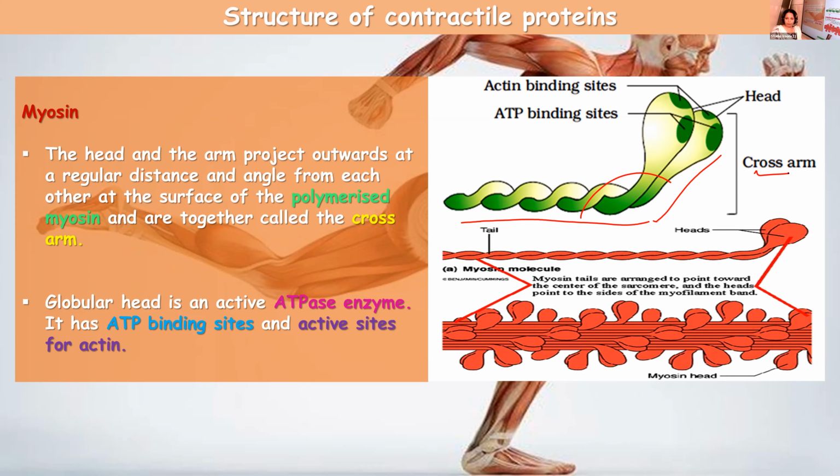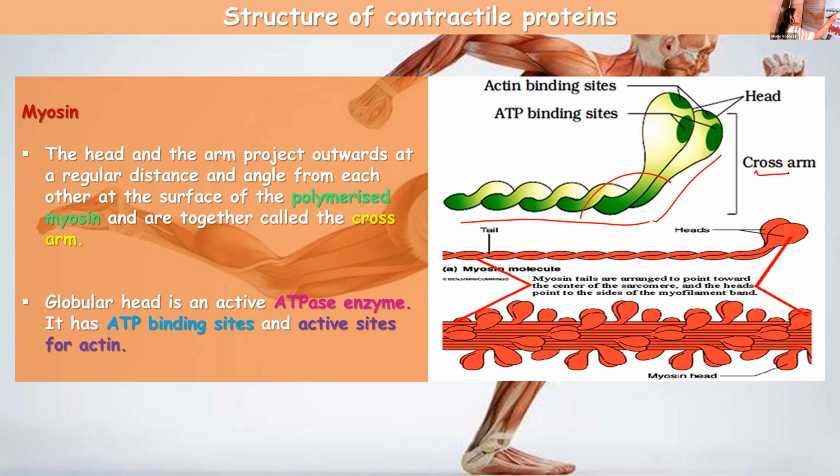Myosin is made up of meromyosin monomeric units. Each meromyosin has LMM and HMM, heavy meromyosin and light meromyosin. The tail forms the light meromyosin. The head and the arm together form heavy meromyosin. And the head and the arm project outward at a definite angle and at a regular distance, as you can see in the figure.